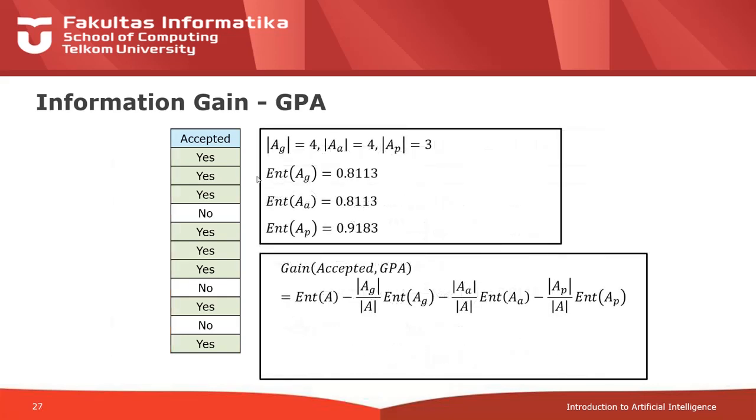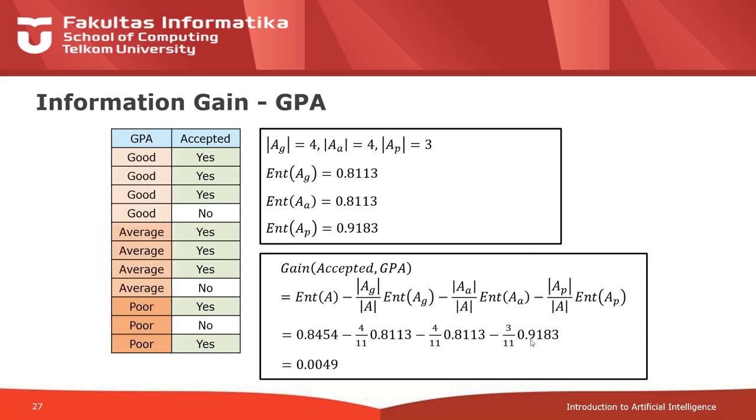Next up is that we can calculate the information gain for the GPA, because we already have all the required numbers, and then we put them here. We put these numbers, and then this is the information gain of GPA relative to the output attribute, which is accepted. Okay, is that done? Yes, we are done with this step and with this attribute.